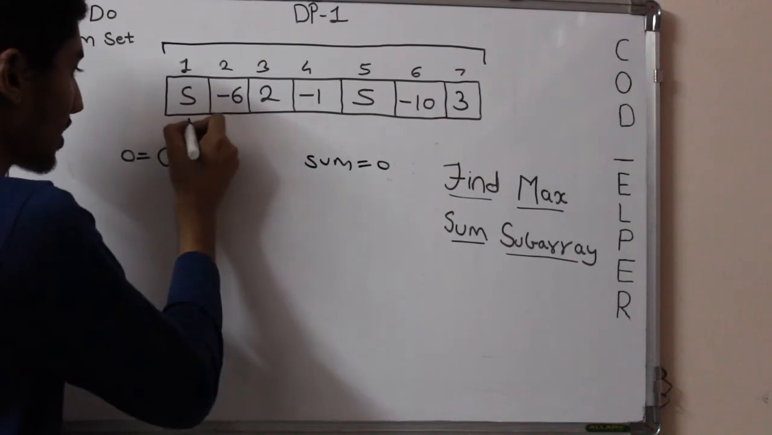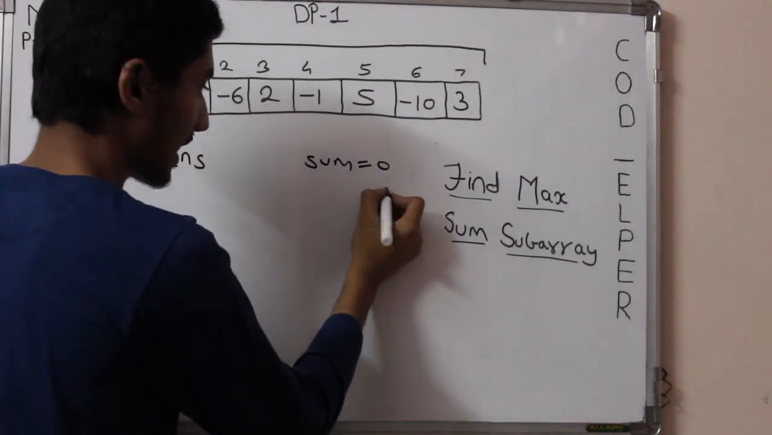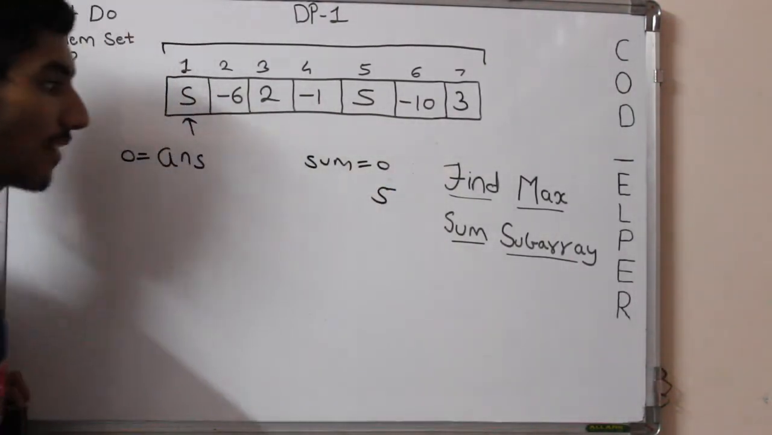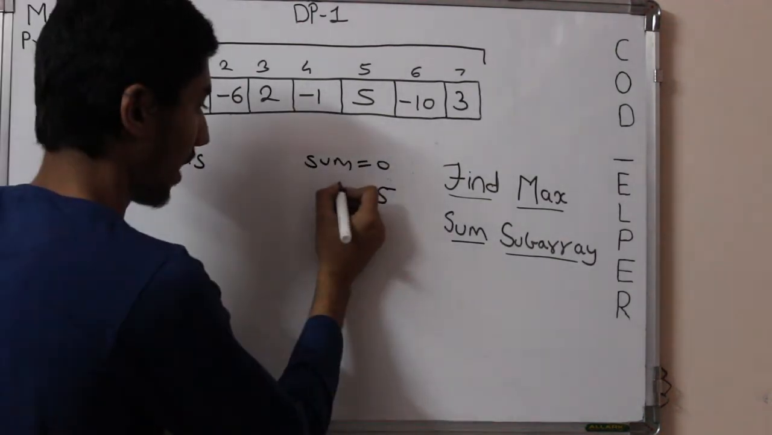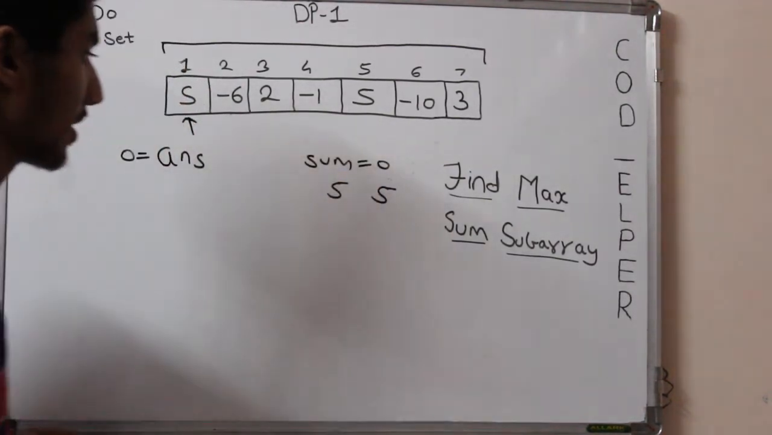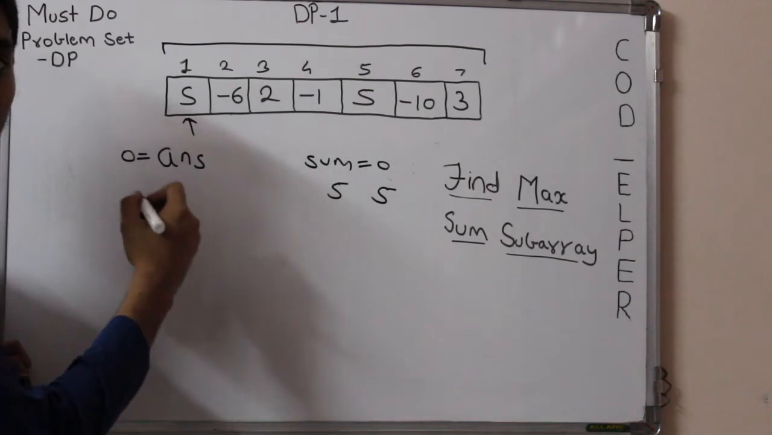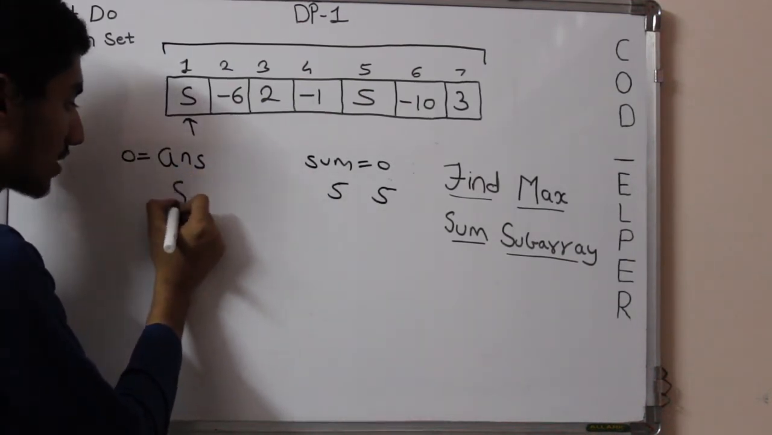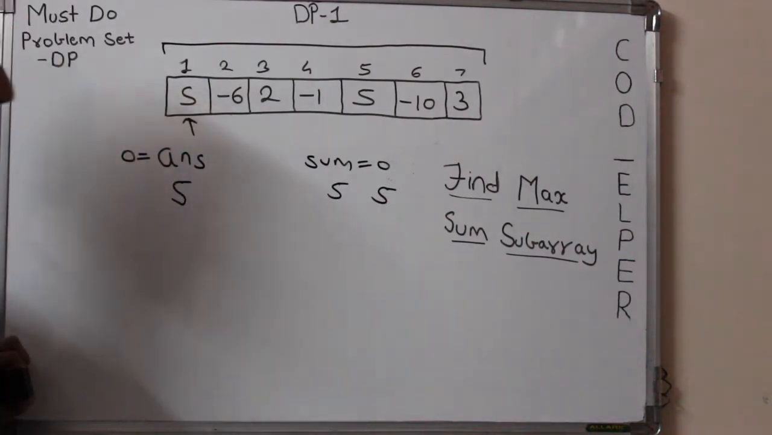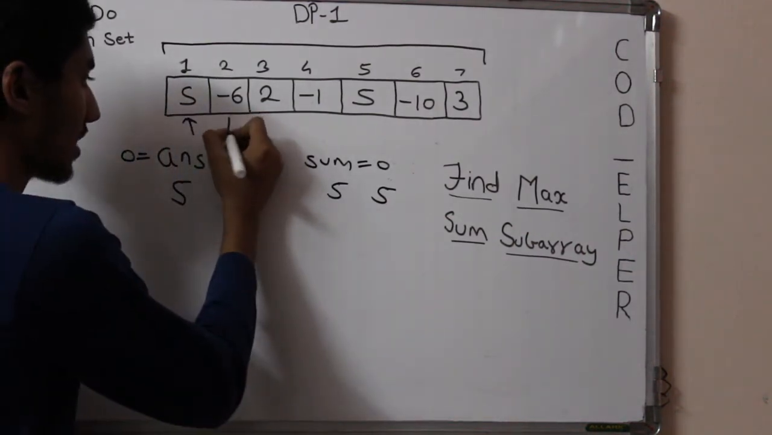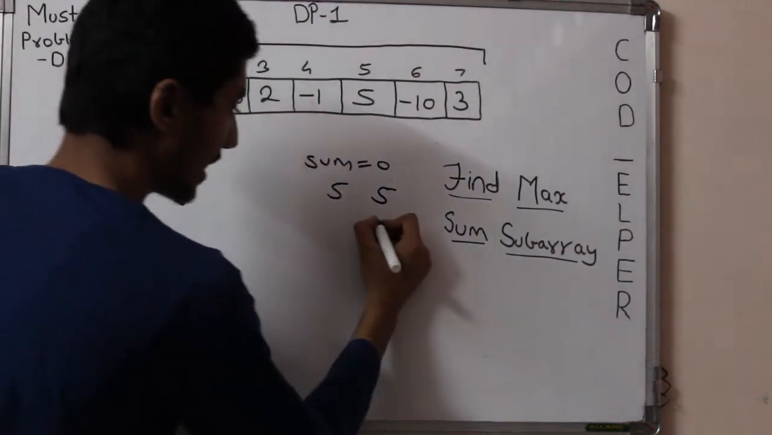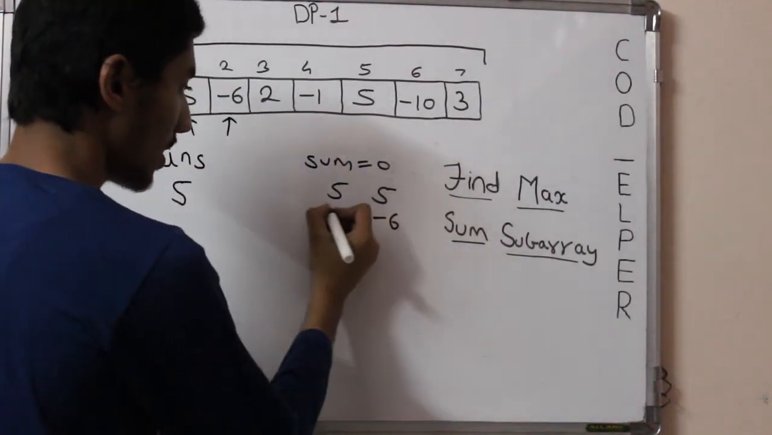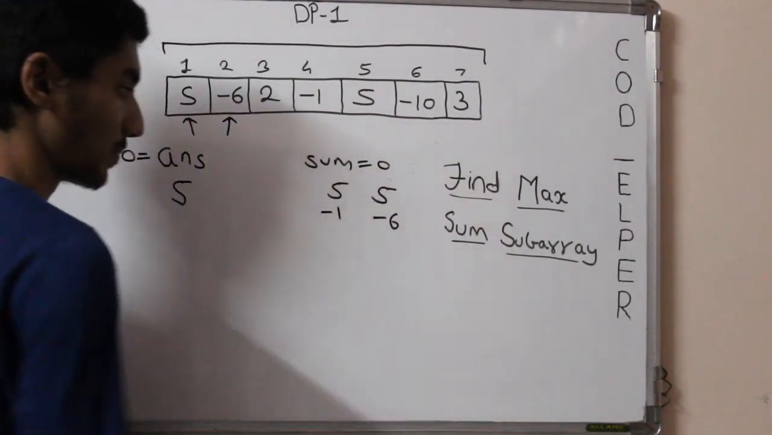Now add the first element to our sum, that is 5. On adding 5, our sum becomes 5. Now compare if sum is greater than answer or not. If sum is greater than answer, make answer equal to sum. Now add the next element. On adding minus 6, our sum becomes minus 1.